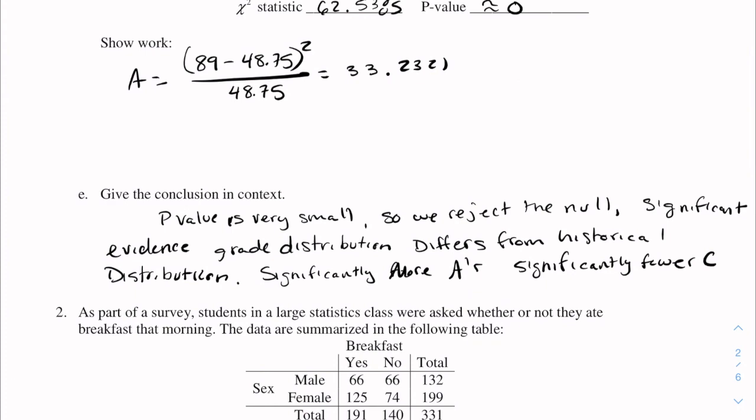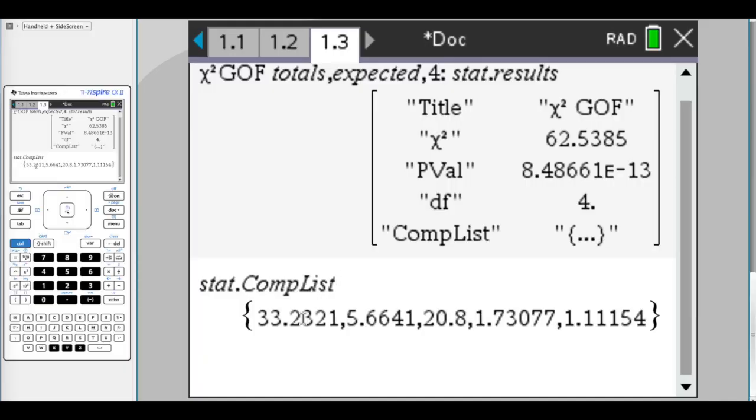And the way that you can tell that is, again, going back to our calculator, we can look at our component list and see that the A's was 33.23, B's was 5, C's was 20.8, D's were 1.7, and E's were 1.1. So very low in the contribution to our chi-squared statistic. But again, we want to look at our standardized values.